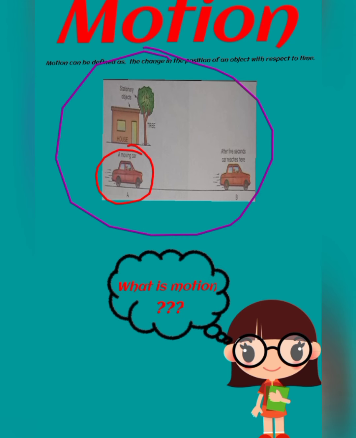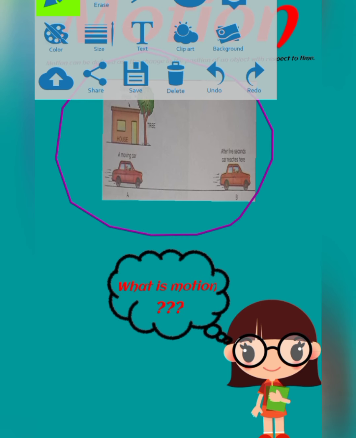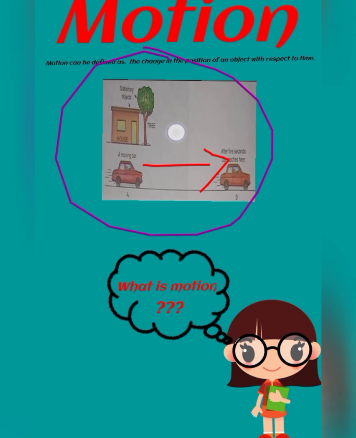Now just consider that in 5 seconds the car reaches here. Within 5 seconds, we see the same car at position B, which is quite far from the house and the tree, which are the reference points of the stationary objects. This means that the position of the car is changing continuously with respect to a stationary object, which is a house or a tree. So we can say that this car is moving, or this car is in motion.